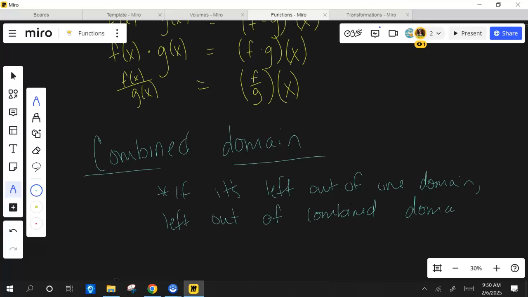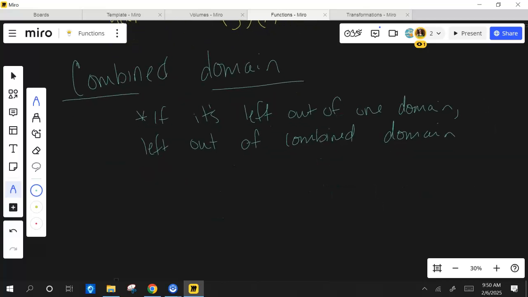So here's what we're going to do as we do these operations. We are going to look at the domain of the individual functions, and then we're going to put them together, and we're going to look at the domain of them together, and then anything that's left out of them individually or together, we're going to leave it out. So it's going to get a little bit hairy at times, but it's okay.